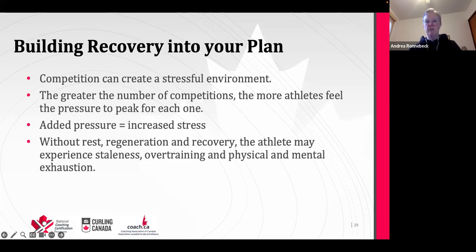Building recovery into your plan. Competition can create a stressful environment. The greater the number of competitions, the more athletes feel pressure to peak for each one. Added pressure often equals increased stress. Without rest, regeneration, and recovery, the athlete may experience staleness, overtraining, and physical and mental exhaustion.